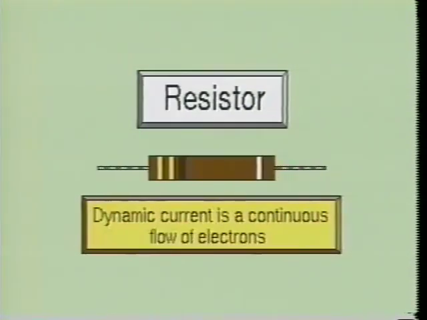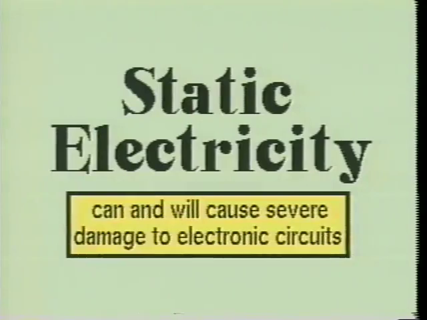On the other hand, the current will continue to flow through a resistor as long as there is a voltage being applied forcing the electrons through the device. This is referred to as dynamic current flow. Most of the time, static electricity is not desired in electronic circuits because it can and will cause severe damage to electronic devices. Therefore, special care is required when handling printed circuit boards which contain solid-state devices.